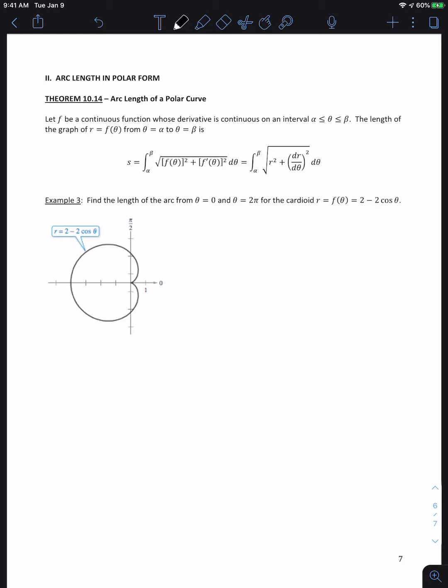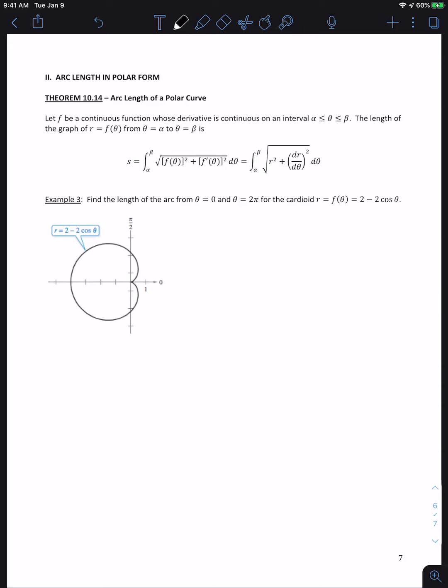This video should be pretty short because this is our last example. Example 3: find the length of the arc from theta equals 0 to theta equals 2 pi for the cardioid r equals f of theta, which is 2 minus 2 cosine of theta. This is a cardioid. It tells us our alpha and our beta, so really it's just a matter of plugging things in and solving. What we need is f of theta, which we know, and f prime of theta, so we need the derivative.